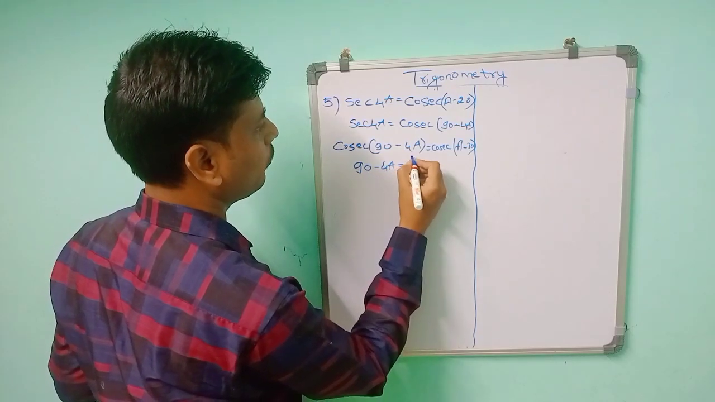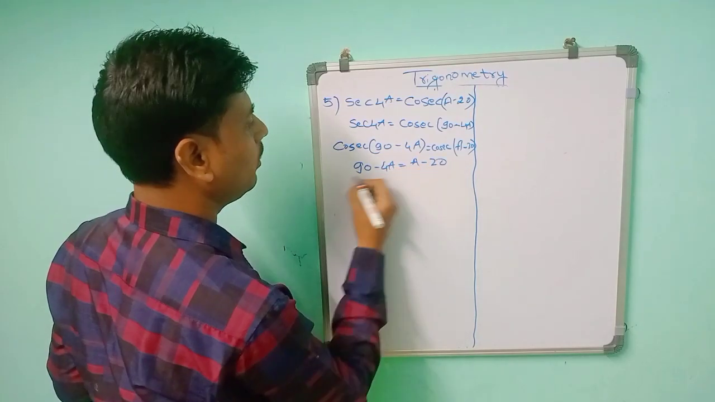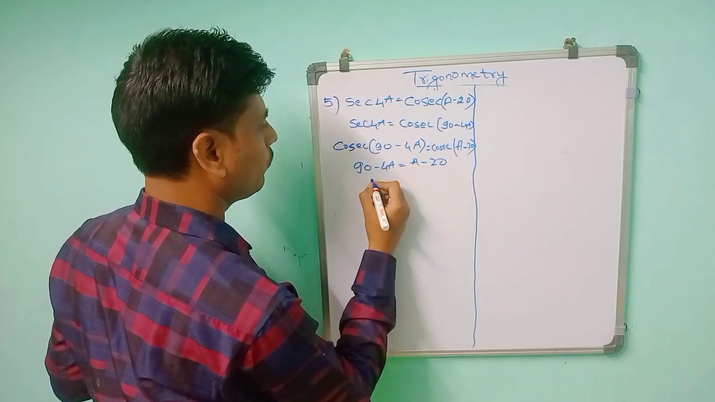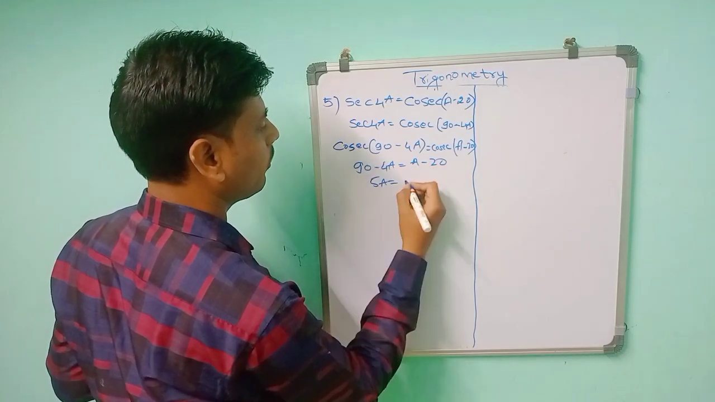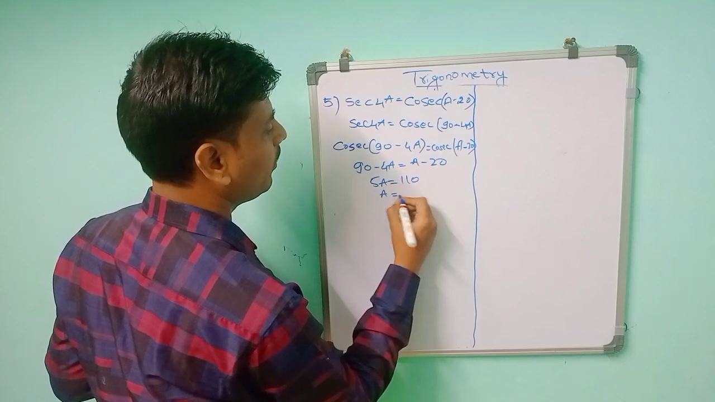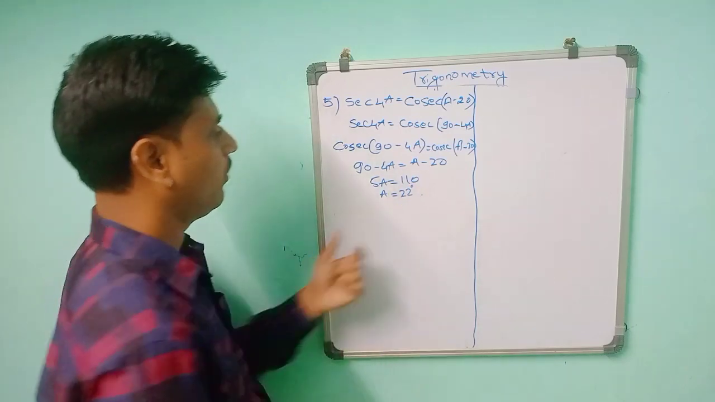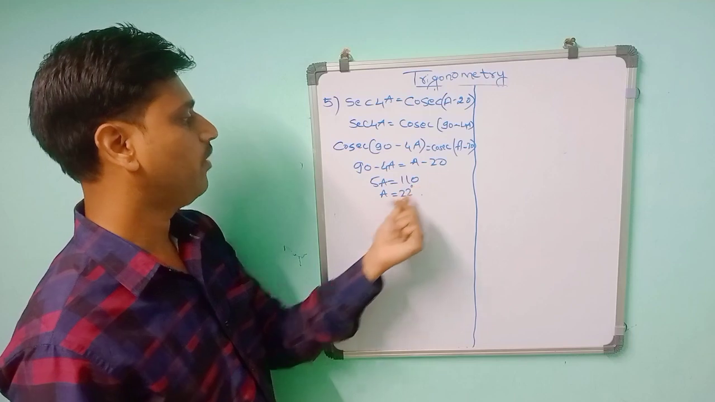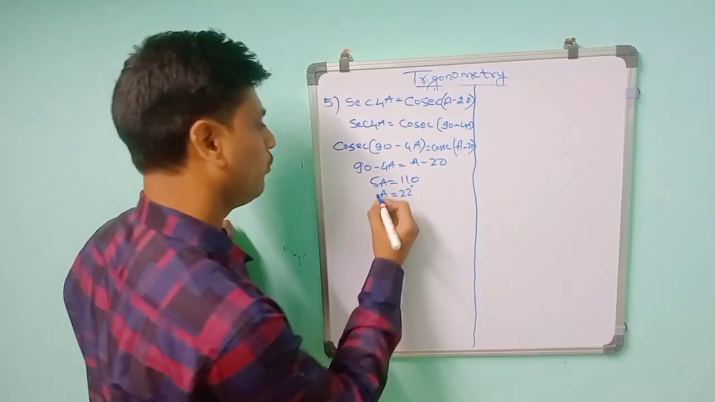So 90 minus 4a is equal to a minus 20. Shift 4a to that side. So 5a is equal to 110, the 20 being on this side. So a will be 22 degree, because 5 2s are 10. So a is equal to 22 degree.